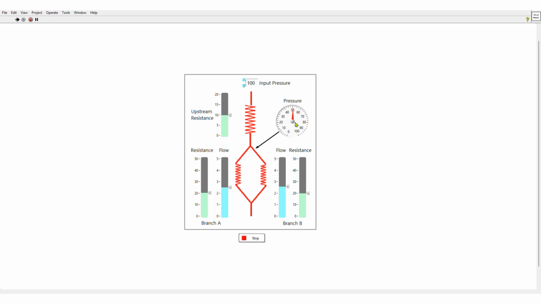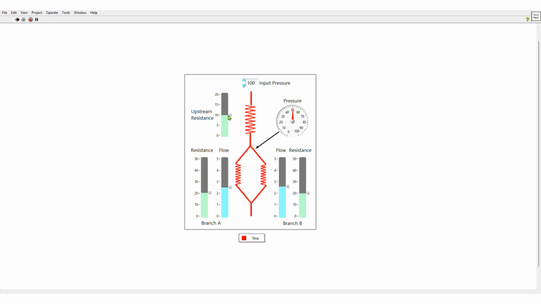So we've had a considerable pressure loss. That pressure loss will change with the upstream resistance. If I reduce the resistance, the pressure will go up, and if I increase the resistance, the pressure will go down. And you'll notice that the flow, the blue columns here in branch A and branch B, also changes. Resistance up, pressure down, so flow is down. Resistance down in the upstream resistance, pressure goes up, and flow goes up.